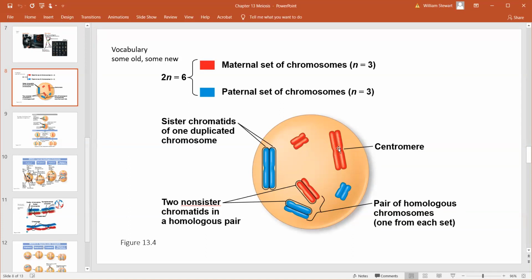Okay. Notice N equals 3 for this organism. So there are going to be 3 different sizes of chromosome. So we're going to call the biggest one chromosome 1, next largest chromosome 2, and the last one chromosome 3, the smallest one chromosome 3. Okay.